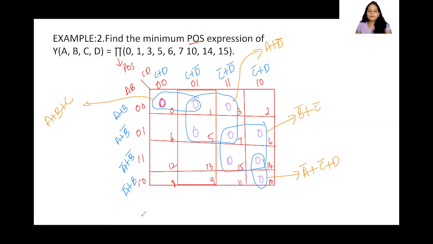Now let us AND them together. So what are the values? A plus B plus C into A bar plus C bar plus D into A plus B bar into B bar plus C bar. Okay. So this is our final expression for this given schema or this given question. I hope it is clear.